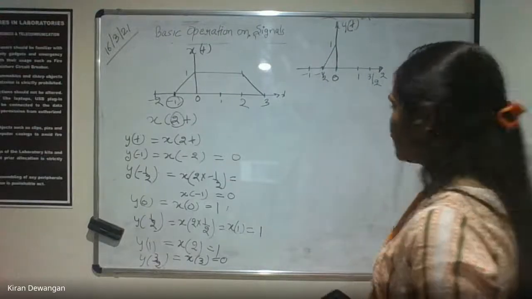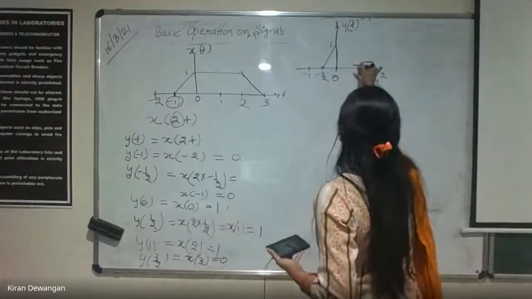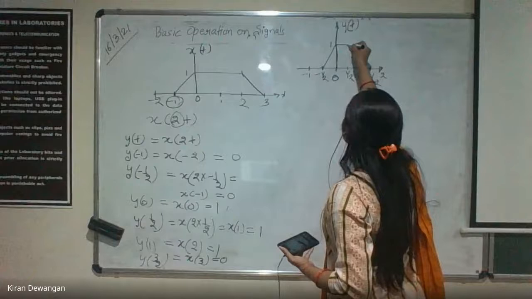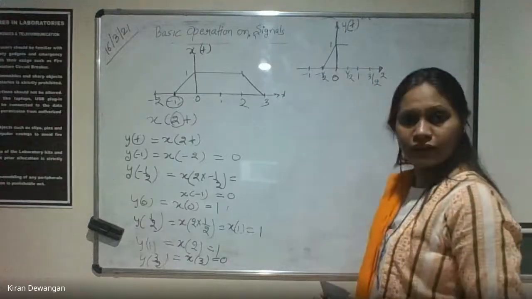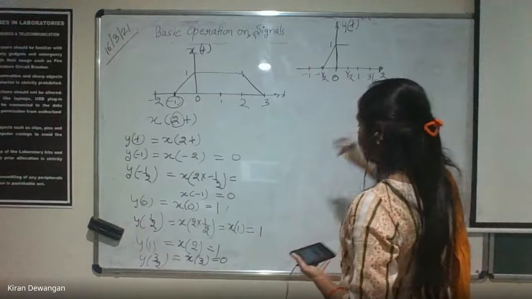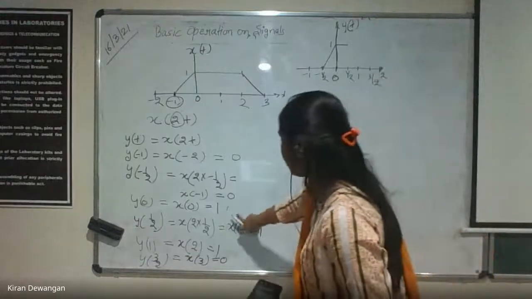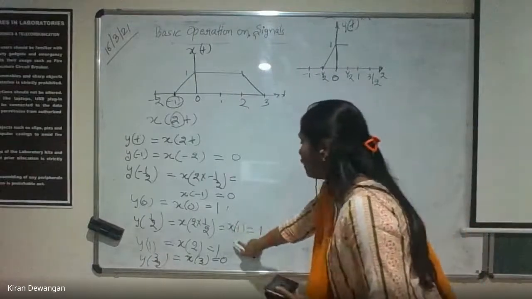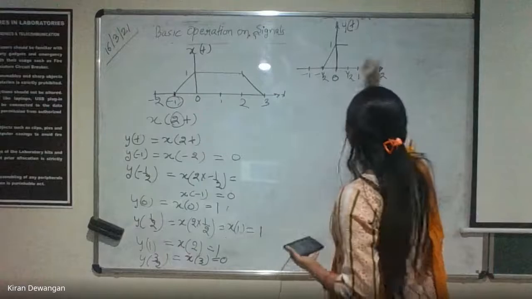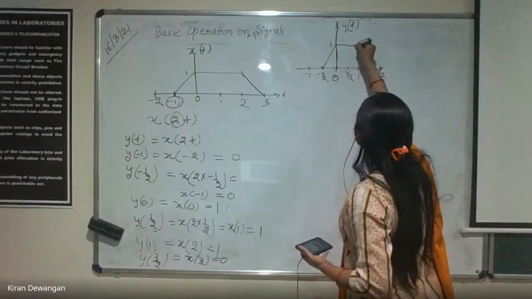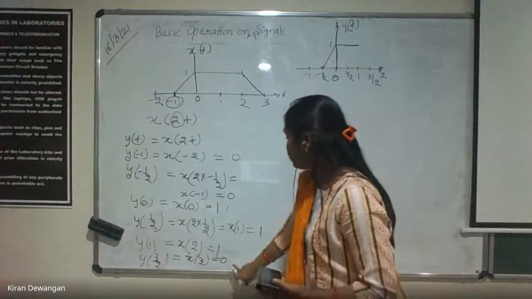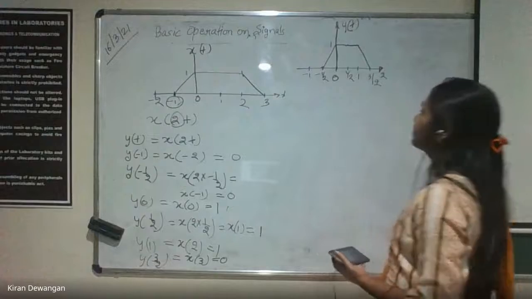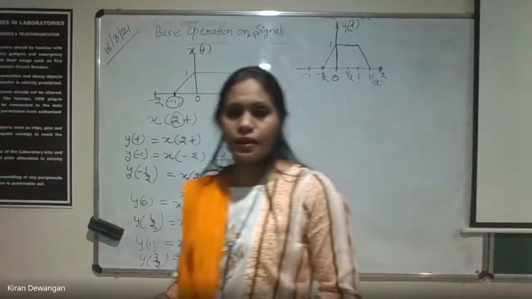What is the value at y of 1/2? y of 1/2 exists somewhere here. This is 1. So it is going to be a value 1. Clear? Now at this point, this is 1/2. It is going to be 1. Now at y of 1, maybe it is still 1. Now at y of 3/2, it is 0. This one. So it's a compressed signal.